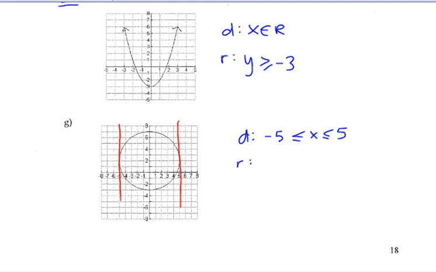Range. What two numbers is our graph between? -3 and 7. -3 and 7 are y's. So we'd write -3 ≤ y ≤ 7. Which way is everything pointing? To the left, to the left.